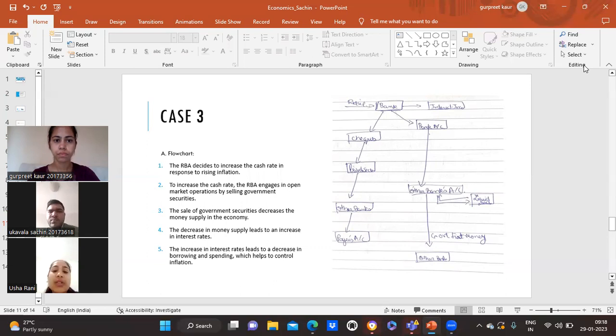This case is followed by the flowchart. First step of the flowchart is the RBA decides to increase the cash rate in response to rising inflation. To increase the cash rate, the RBA engages in open market operations by selling government securities. Third, the sale of government securities decreases the money supply in the economy. Fourth, the decrease in money supply leads to an increase in interest rates. Fifth, the increase in interest rates leads to a decrease in borrowing and spending, which helps to control inflation.